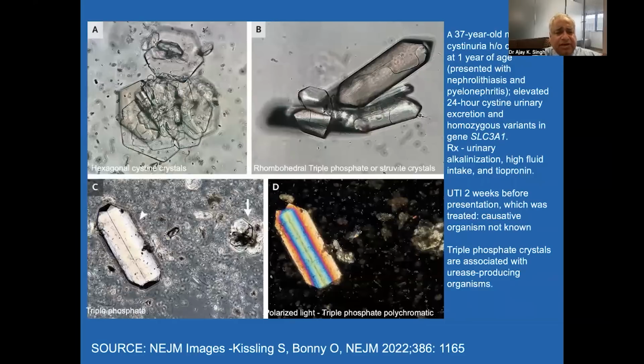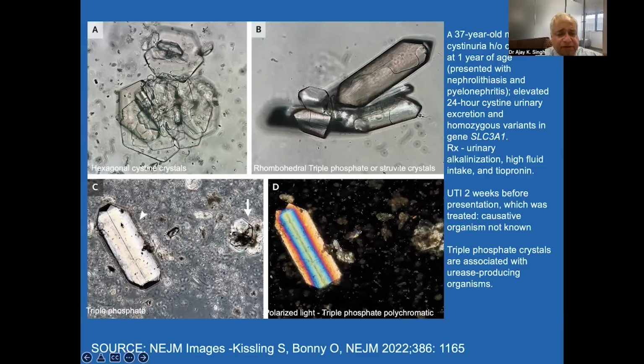Now, this is an interesting clinical image that was published in the New England Journal of Medicine. It was a 37-year-old person presenting with cystinuria who also had other forms of urinary crystals. So you see the hexagonal cysteine crystals here, again shown with the deformity, but hexagonal crystals here. But you also see rhombohedral triple phosphate or struvite crystals.